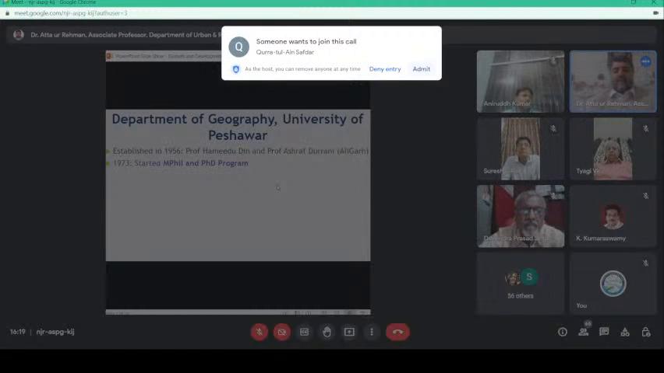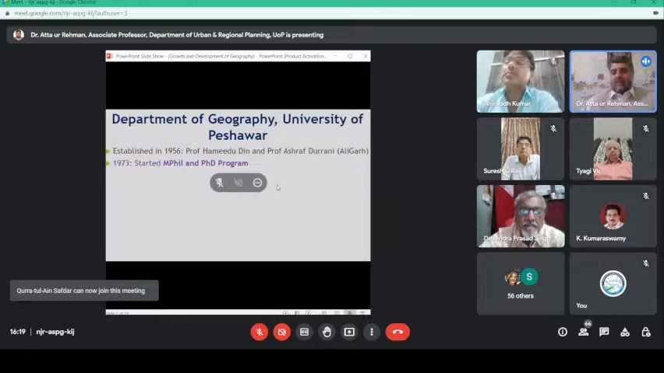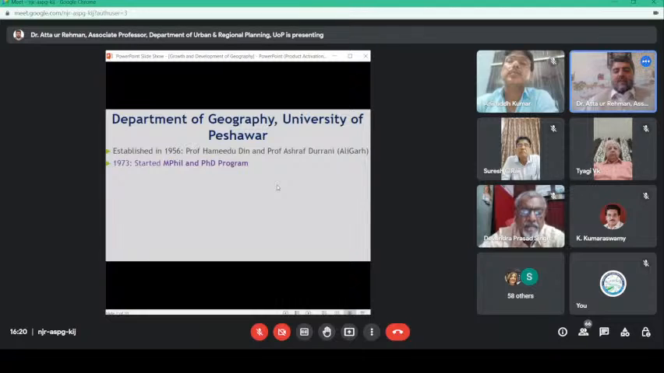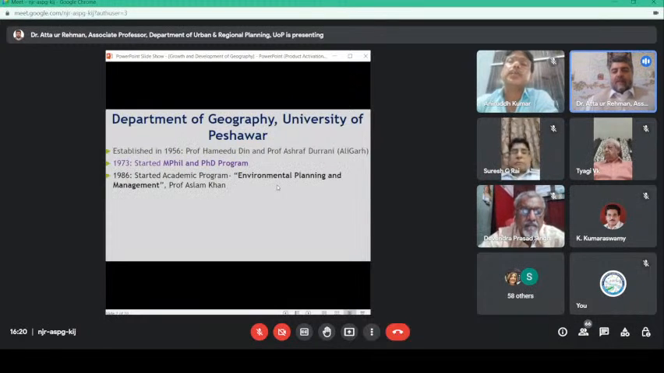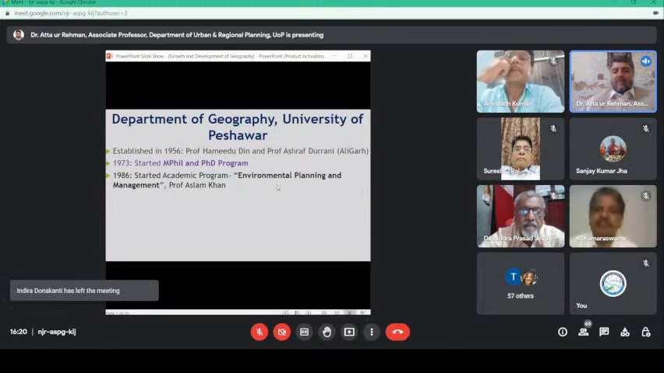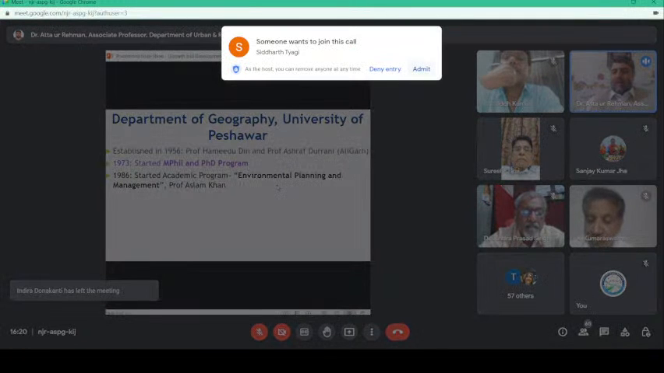Then in 1973, you can see here the growth of this Department of Geography, the department started MPhil and PhD programs after successful completion of PhD by our senior geographers from abroad. Then it was not the end of the task; rather, a new discipline, Environmental Planning and Management, was started at the Department of Geography by Professor Aslam Khan in 1986. The department name at that time was Department of Geography and Environmental Planning.